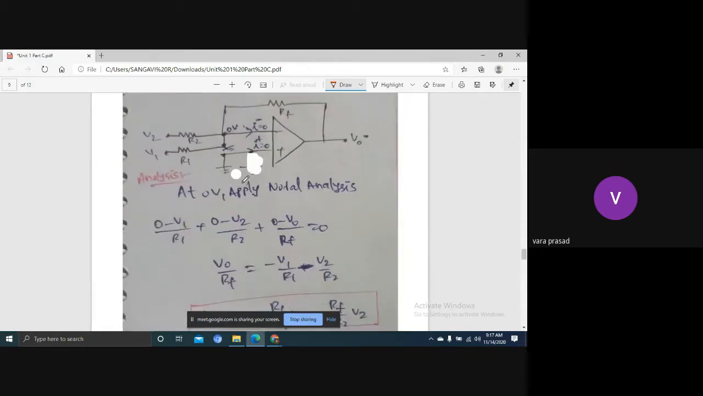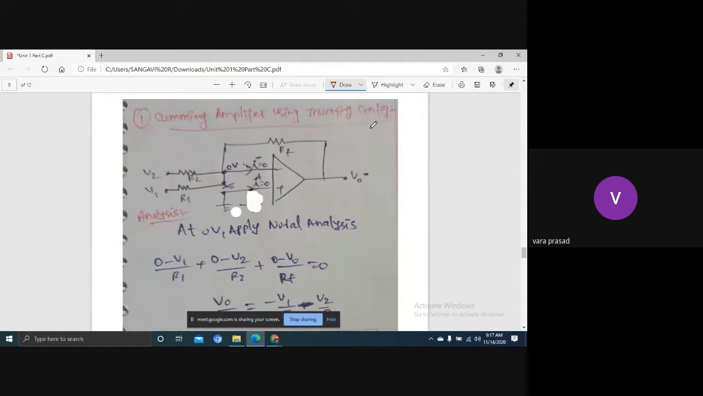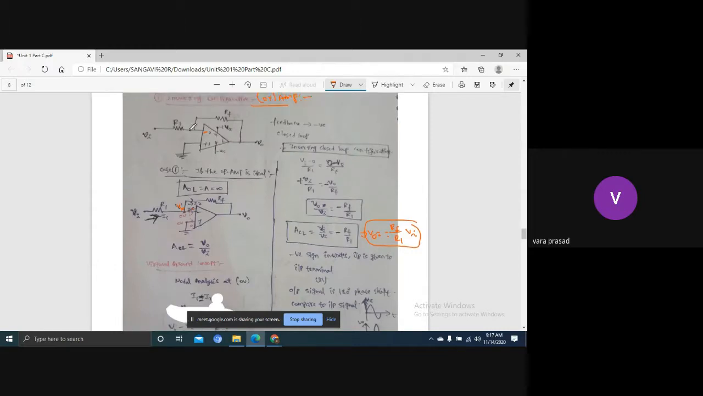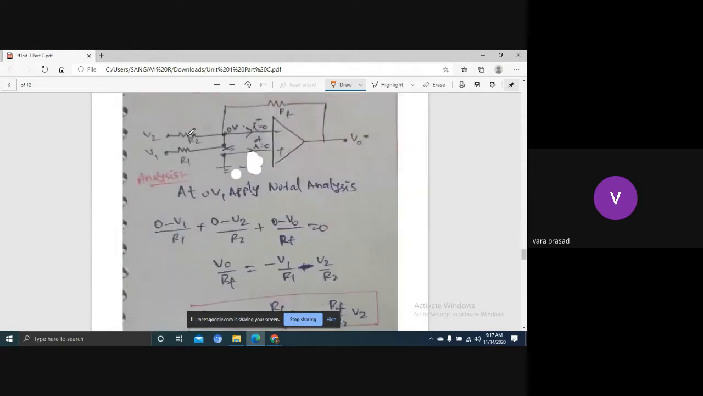Okay, summing amplifier. This is the summing amplifier, inverting configuration. This circuit has V1, V2 and is the same circuit as before, but in a summing amplifier, if two inputs are there, instead of only one input, that's why I'm drawing R2 as an extra resistor here. R2 is extra. Check it.